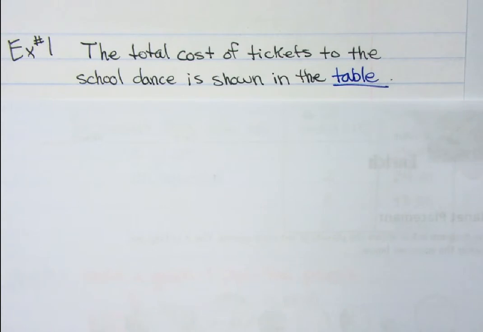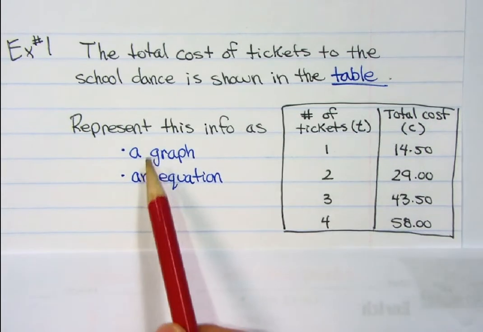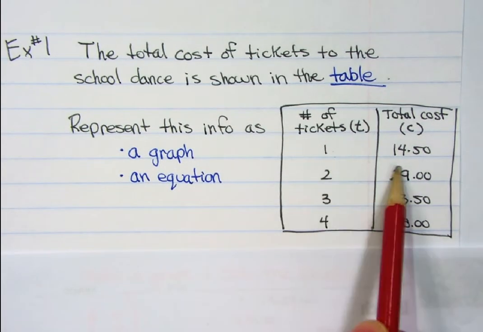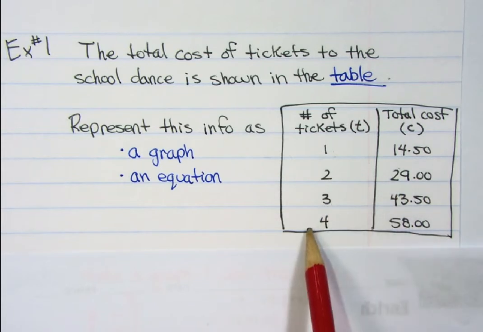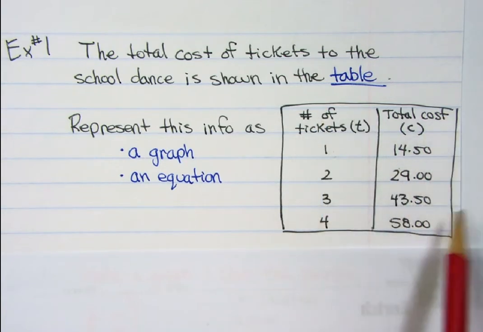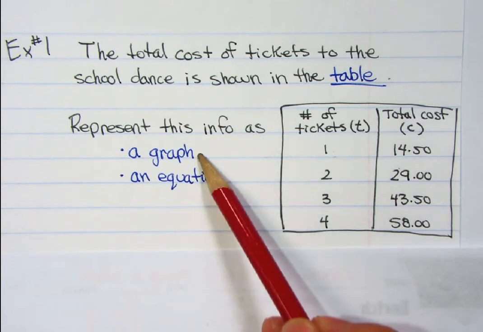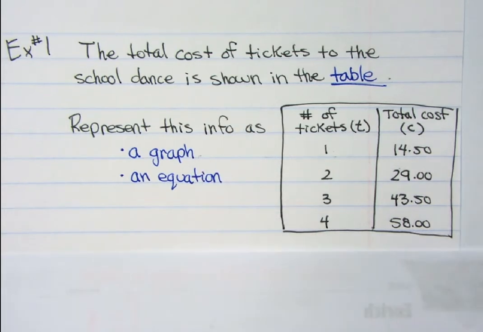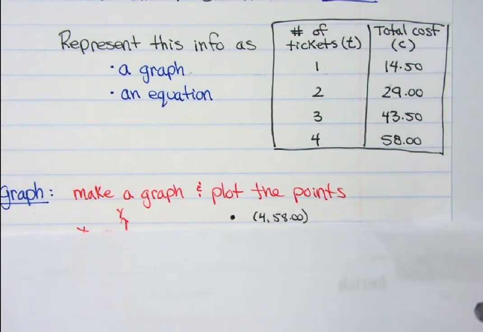So let's look at an example. The total cost of tickets to a school dance is shown in the table. So here's the table. 1 ticket, $14.50, 2 tickets, $29, 3 tickets, $43.50, and 4 tickets, $58. This is the number of tickets and the total cost. What I want is for you to represent this information as a graph and then as an equation. So, simple, just plotting the points. We'll start with that.